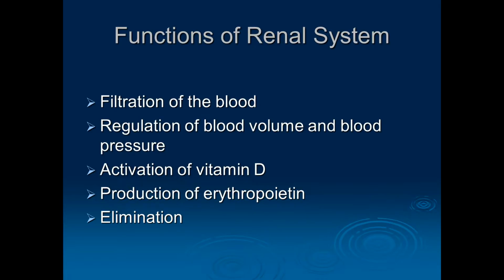The kidneys have varied functions, including filtration of the blood, regulation of the blood pressure and blood volume, activation of vitamin D, production of erythropoietin, and ultimately lead to elimination of waste. So as we're thinking about filtration, we're going to talk about how the kidneys filter the blood. They filter out the waste, they maintain appropriate balances with our electrolytes and acid-base balance.